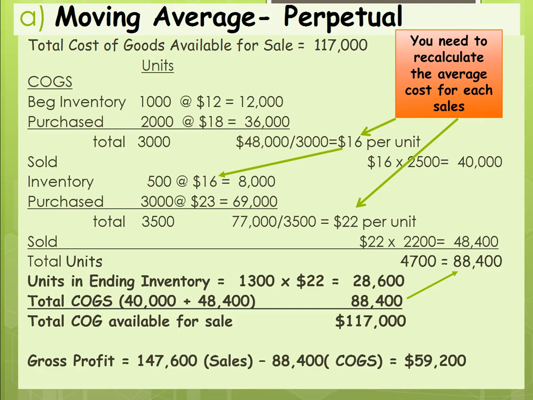So the thing to always remember when you're using average cost or moving average for perpetual, you have to recalculate every time you make a sale, and any units that you have left over are now going to be priced at that new average cost. That concludes this presentation.